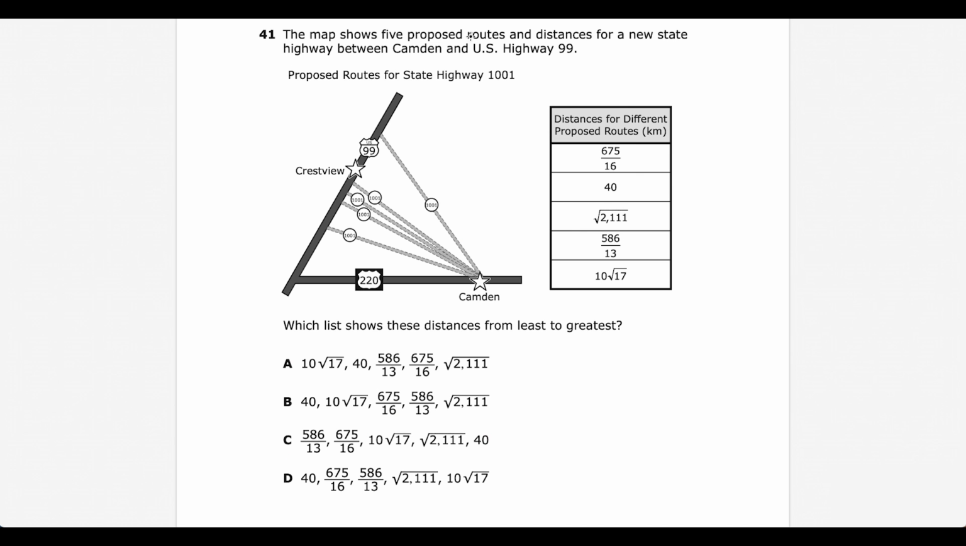Question 41, we have a map, and it's showing different routes and distances for a new state highway between Camden and US Highway 99. And here's the proposed routes. And we want to know which list shows these distances from least to greatest. So here are the distances, and what I would do here is I would just type these all into the calculator.